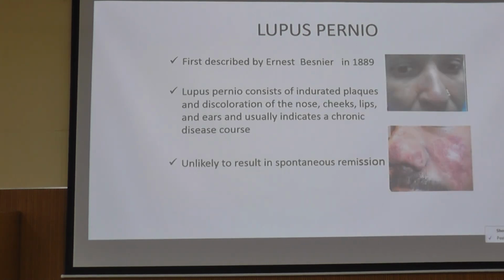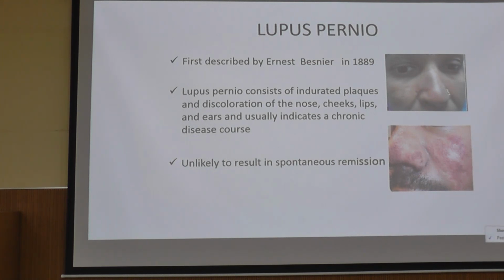So this is another entity you have to remember in relation to sarcoidosis. All three you need to remember. One is lupus pernio, described by Arnold Lesnier, in terms of indurated plaques and discoloration of the nose, cheeks, lips, and ears, which usually indicates a chronic disease. Mainly indurated plaques and discoloration of the nose, cheeks, almost like lupus. We're going to think in terms of lupus.